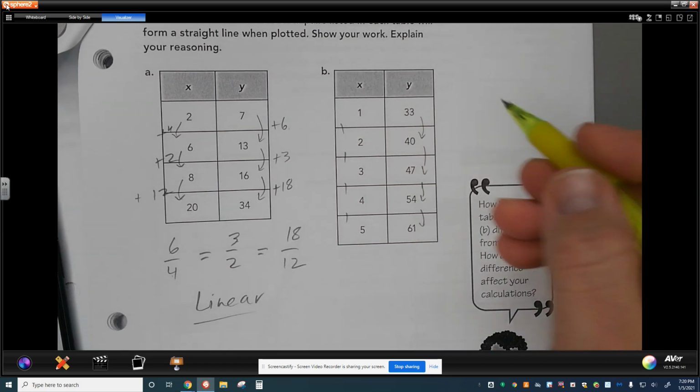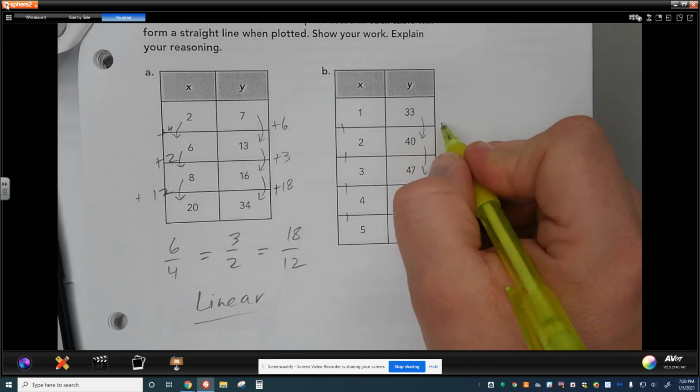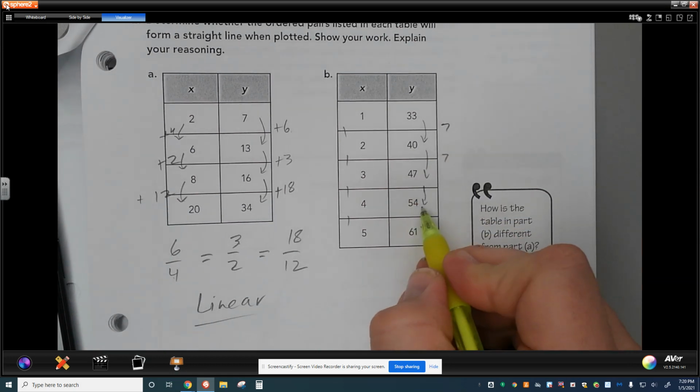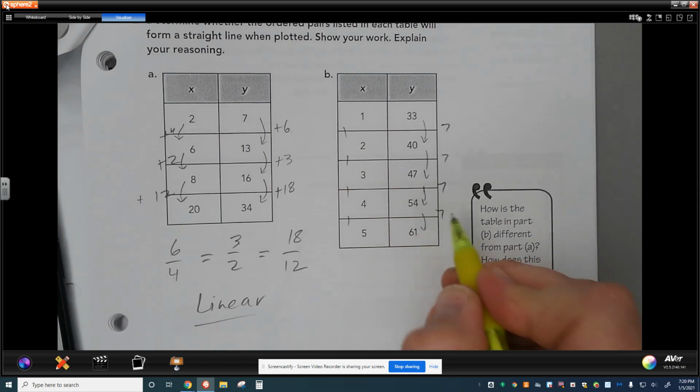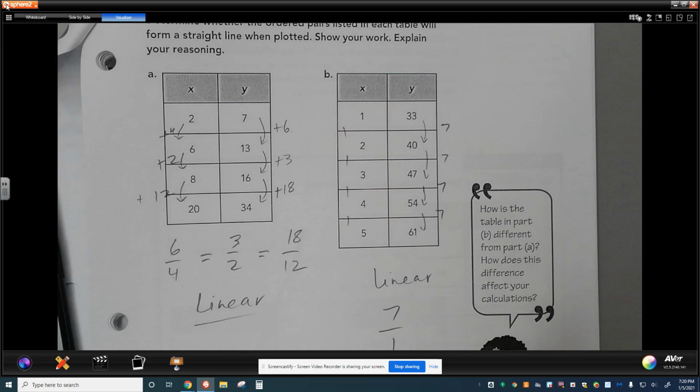So over here, if I see that constant increase being the exact same all the way through, then I also have a linear relationship. I see from 33 to 40, that's an increase of 7. 40 to 47, increase of 7. 47 to 54, 7 and 7. That's pretty awesome. This one's also linear because I have a slope of 7/1 all the way through. Kind of nice.